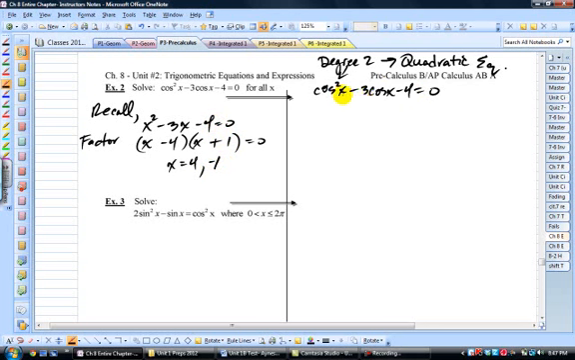Well, the same is true over here, but instead of x, I have cosine x. So when you factor it, instead of x times x, you have cosine x times cosine x, which will give you that first term.